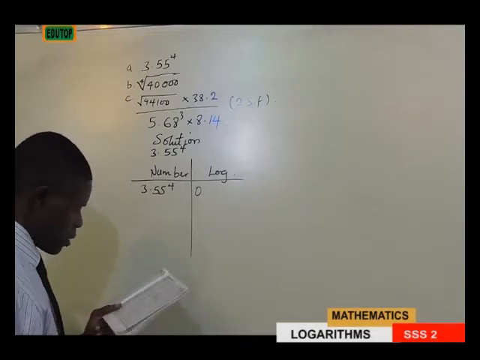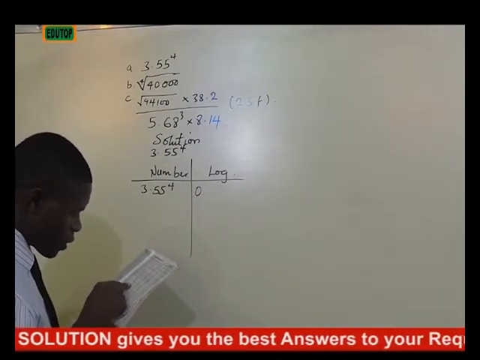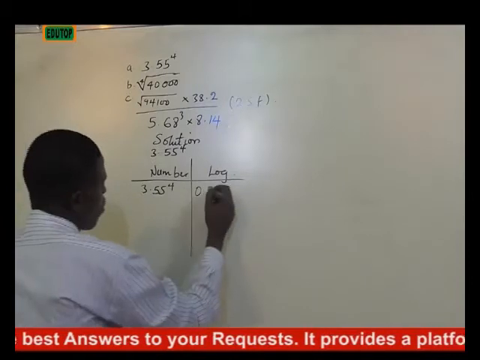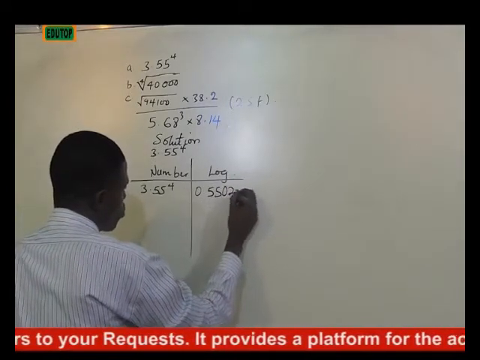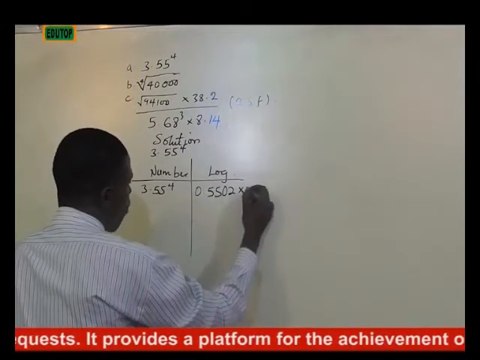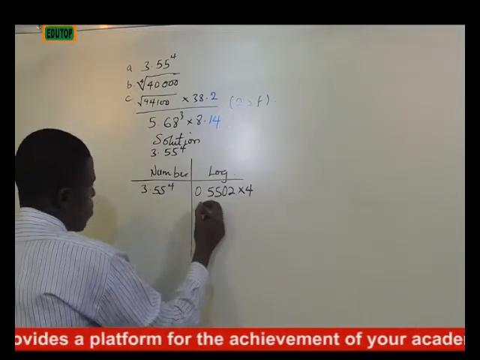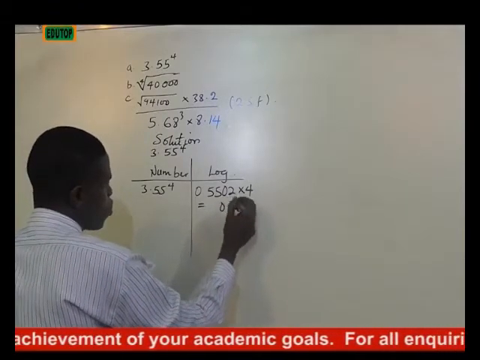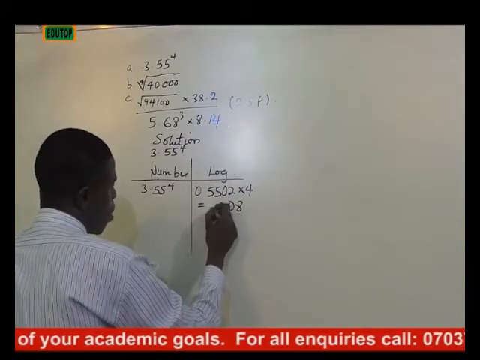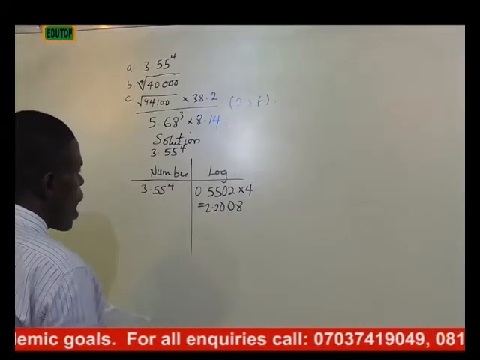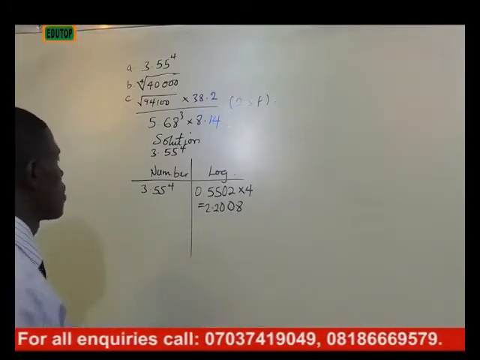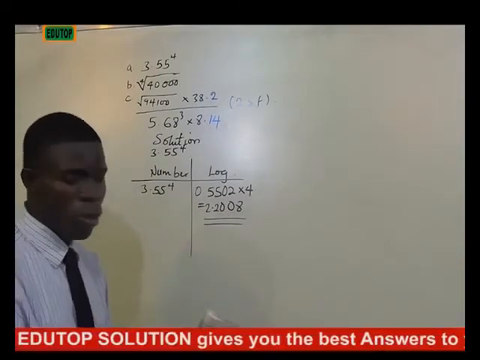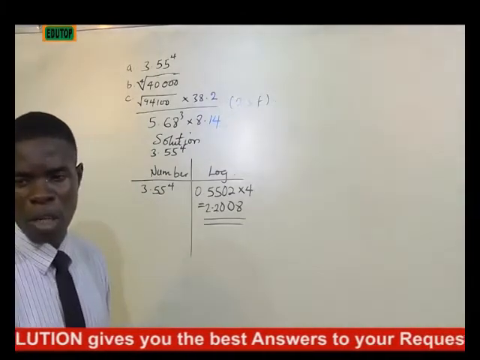35 under 5 will give us 5502. Then we multiply this by 4 and it will give us 2.2008. Since the question asks us to look for the log reading, this is the log reading.